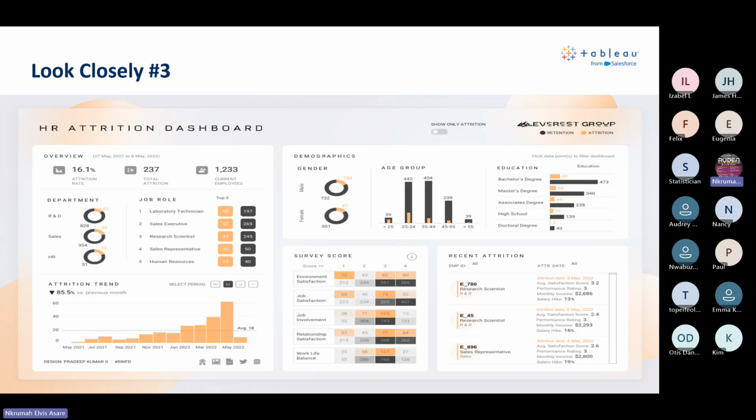Now take a deeper look at this dashboard. This HR attrition dashboard, if somebody is to speak, what can you notice about this dashboard in terms of color? Anyone can unmute and speak.